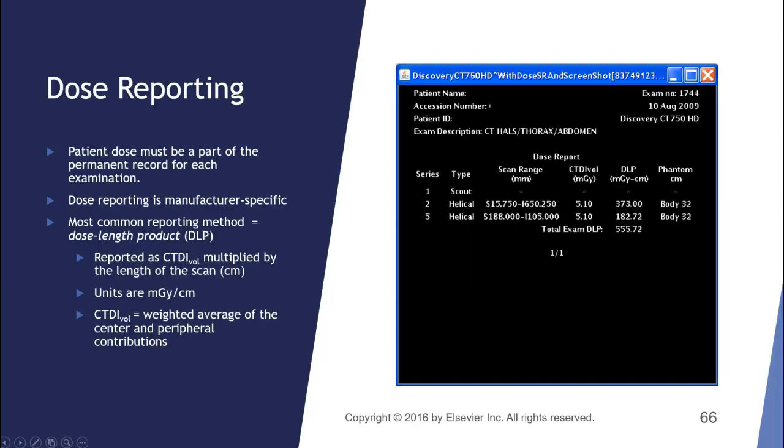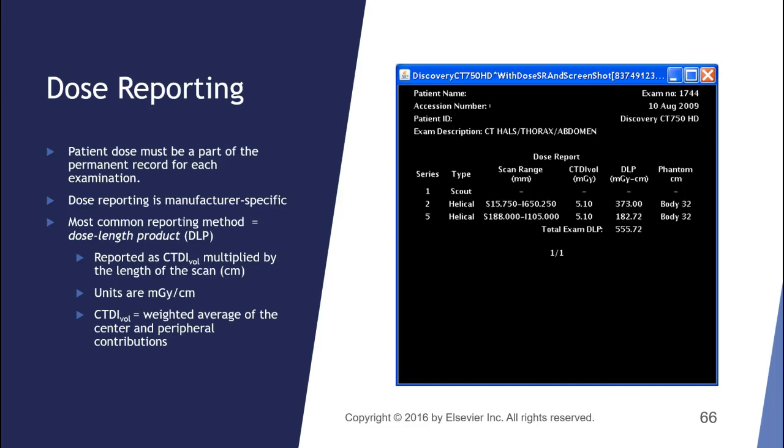Dose reporting. Okay, this is very important in CT. Patient dose must now be part of the permanent record for each examination, believe it or not. It did not used to be. So now when you take a CT scan of a patient, every single manufacturer has a page that has the dose that that patient received for the CT.